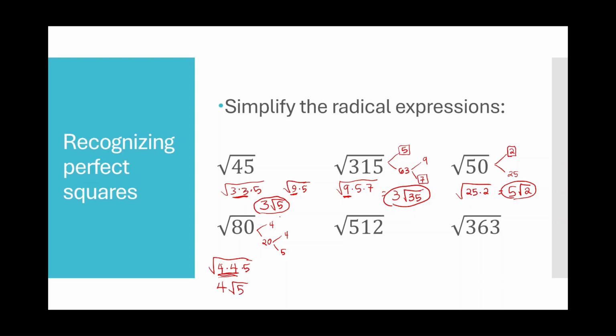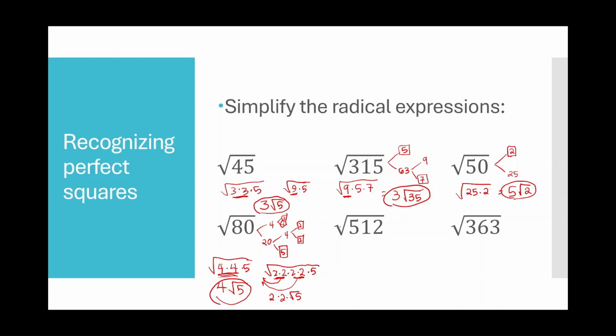Now, if you had broken these all up into their 2's, you would still get to the same answer. So don't fret. You would just have this as 2 times 2 times 2 times 2 times 5. You would know this brought a 2 to the outside and this brought a 2 to the outside. And then you'd have 2 times 2 times root 5, and you'd end up right back where we were.